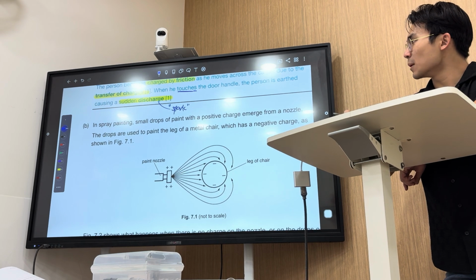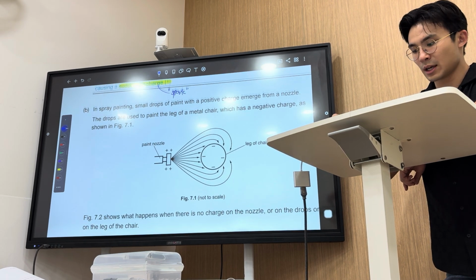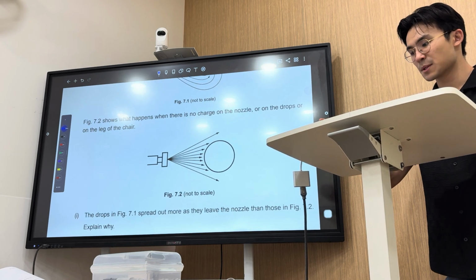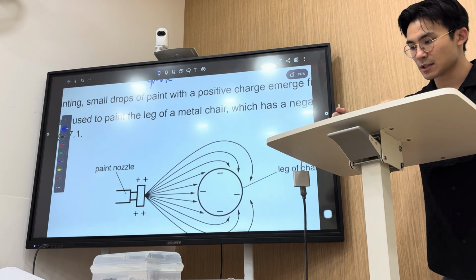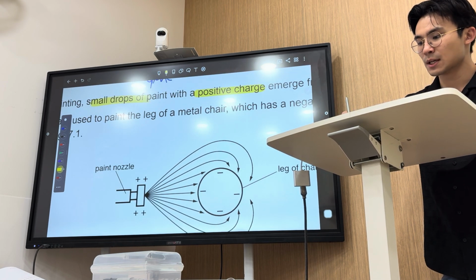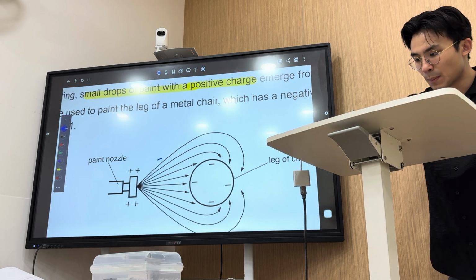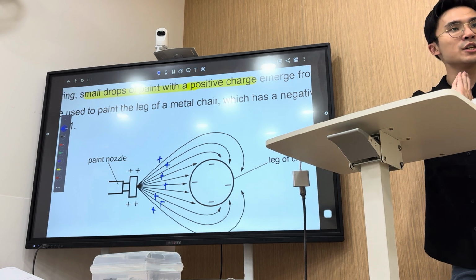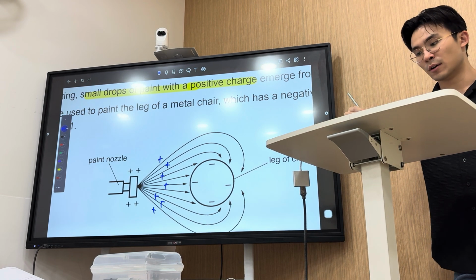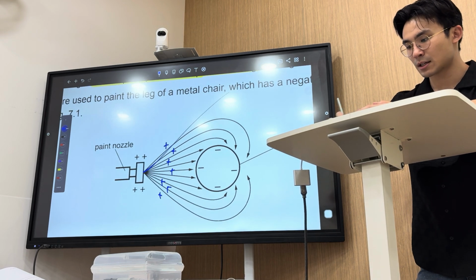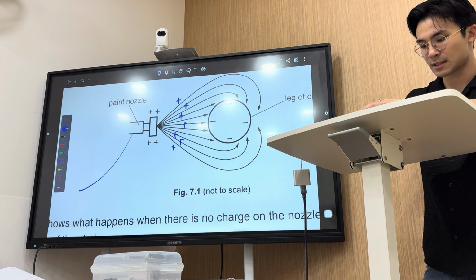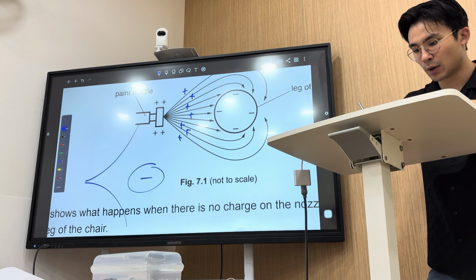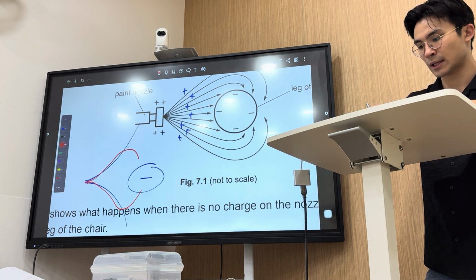Okay, spray painting, small drops of paint, positive charge. Okay, what happens when there's no charge? Obviously, everybody just flies in random directions. So the drops spread out more quickly. When you pass through your paint nozzle, the question tells you all of the drops acquire the same charge. If you are positive and you're positive, everybody is going to repel each other away. In fact, your spray doesn't look straight, it will look like an arc. It will spread out like that. That's why if I have a negative here, then everybody starts to curl in, to get attracted.